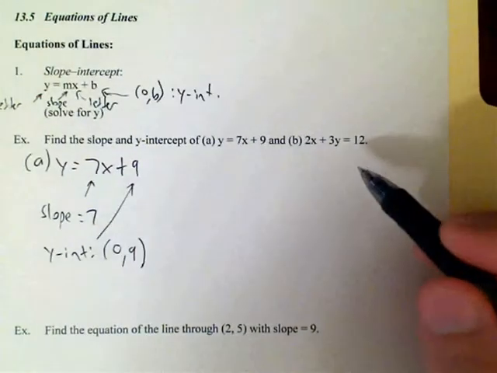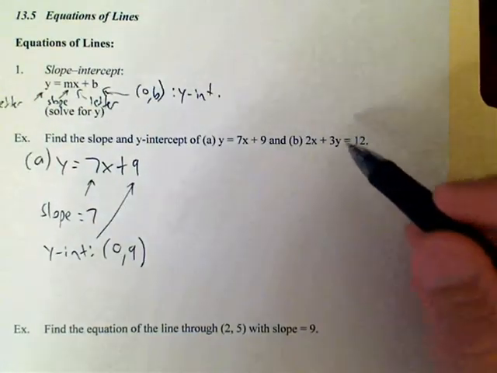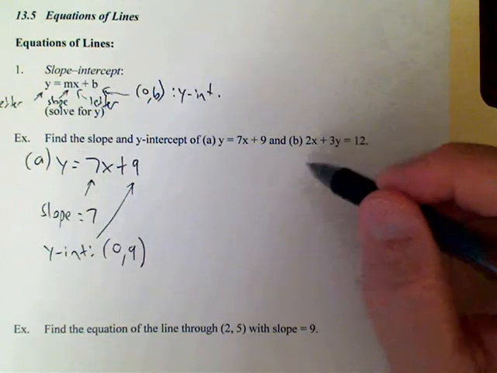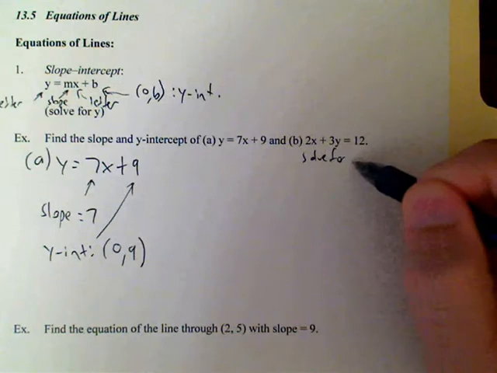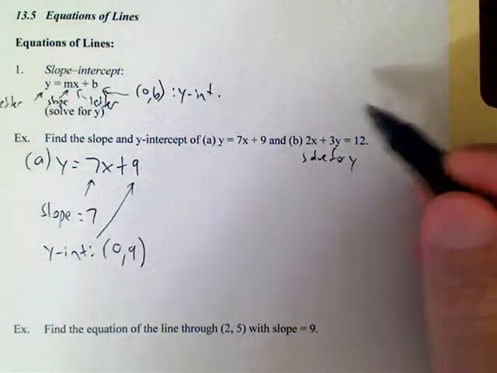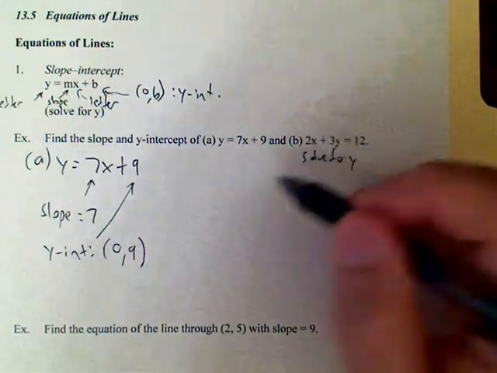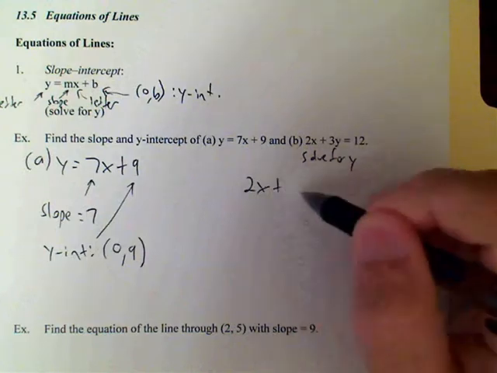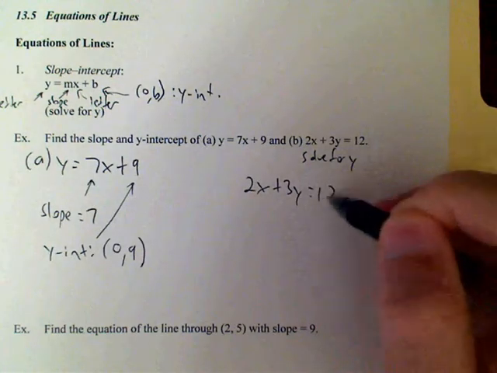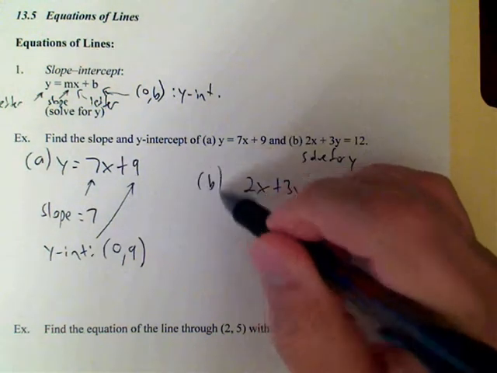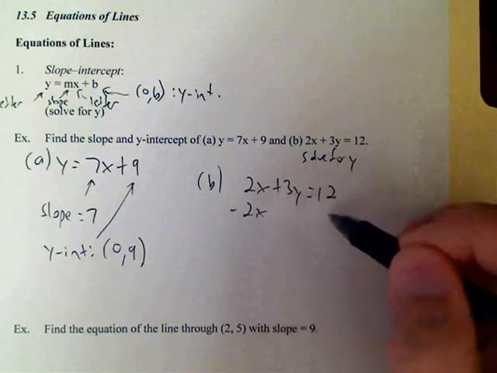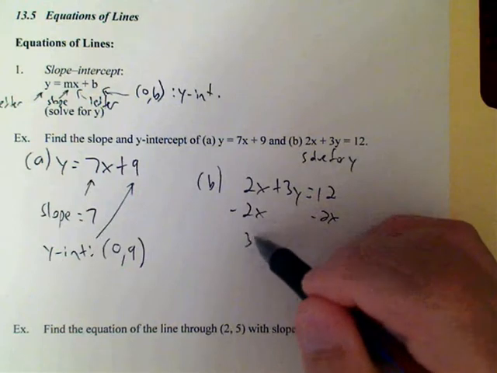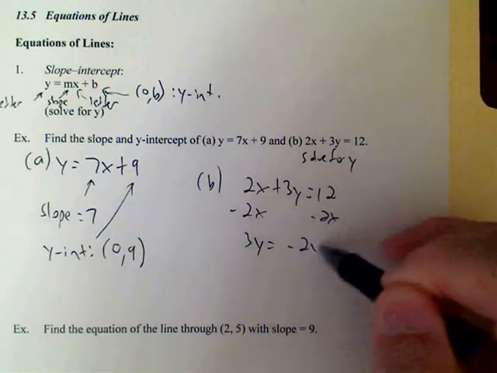Now for this example, it isn't solved for y, and so that's what we want to do. We want to solve 2x plus 3y equals 12 for y. That's the whole idea behind this problem. And we're going to do that. It's a two-step problem. First thing we want to do is isolate the y term by subtracting 2x from both sides. We end up with 3y equals negative 2x plus 12.